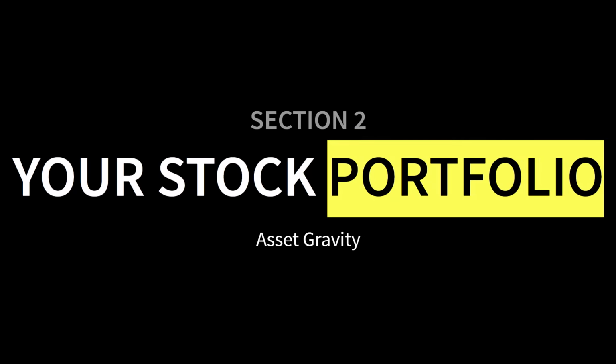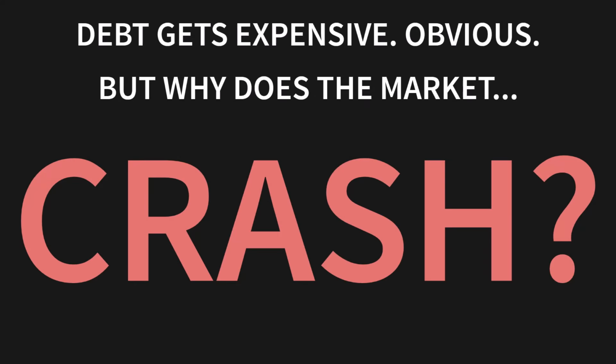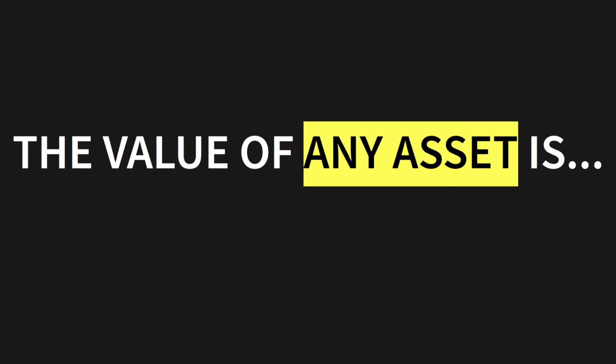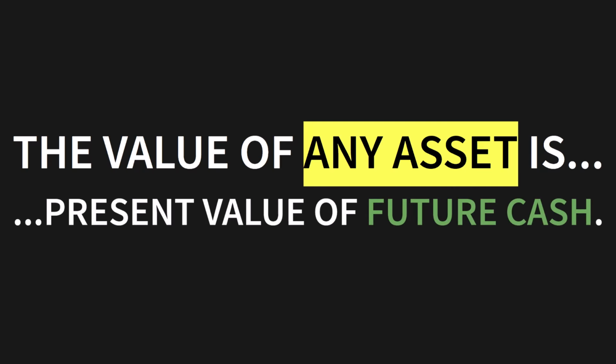Okay, so we've seen how the Fed can crush the housing market. Debt gets expensive. That feels obvious. But that begs the question, why does the stock market, something that feels totally separate, also crash? I mean, why does your stock portfolio get hammered the moment the Fed hikes rates, even if the companies you own are doing great and making the exact same amount of money? It's because of a fundamental law, a kind of financial physics. The value of any asset is simply the present value of its future cash. That's it. That's the secret.